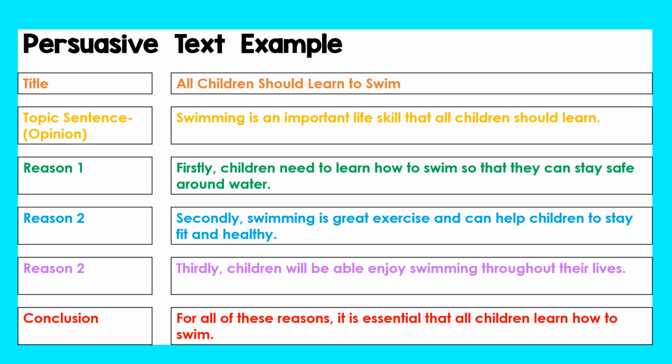Firstly, children need to learn how to swim to stay safe around water. Second reason, it's great for exercise. And I've backed it up saying it helps children to stay fit and healthy. Thirdly, it can be enjoyable, and not only for now, but all throughout their lives. Then finally, we're going to sum it up by saying, for all these reasons, it is essential. See, that word's a really strong word. It's essential that all children should learn how to swim. Now, have we convinced you?